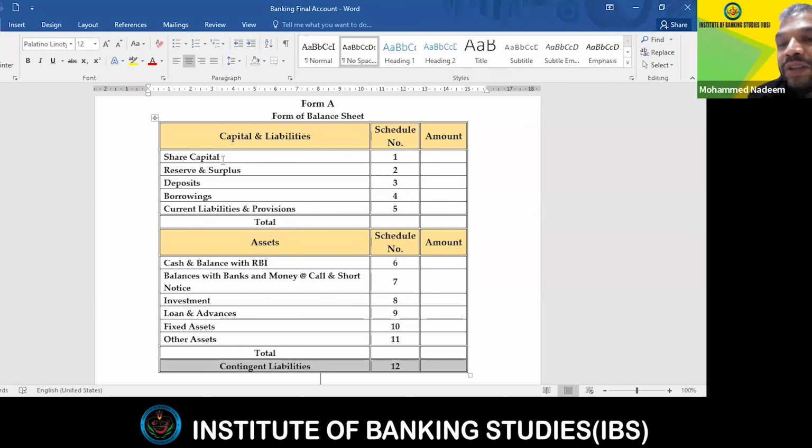Next we have schedule number 3. In this schedule we record all deposits. How many kinds of deposits are there? Fixed, current, recurring, and savings. These all four accounts you record under deposits. Next is borrowings. Here, the banker will not take credit from anywhere; he will have his own funds.